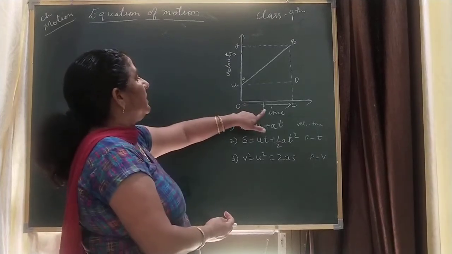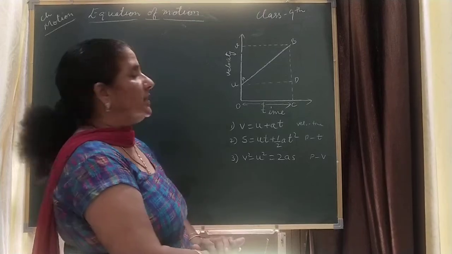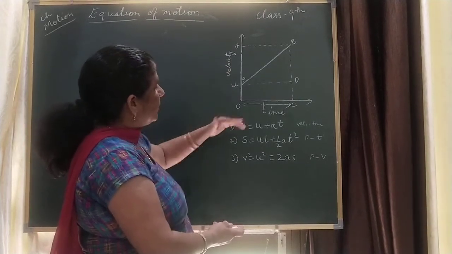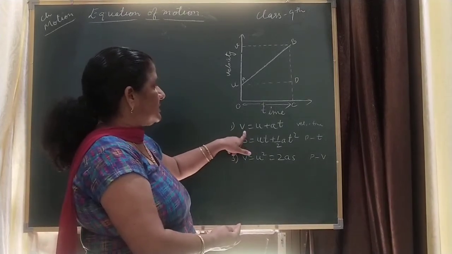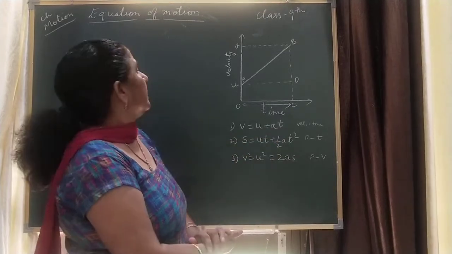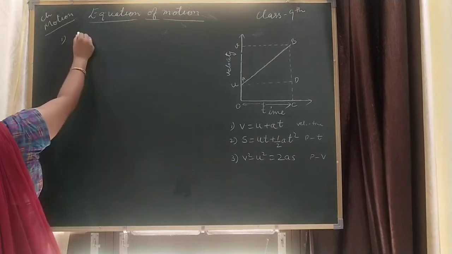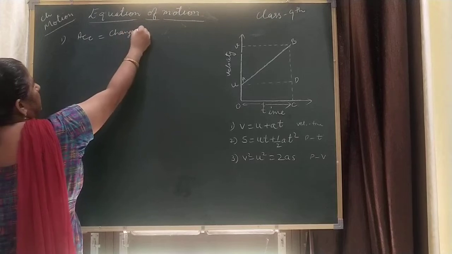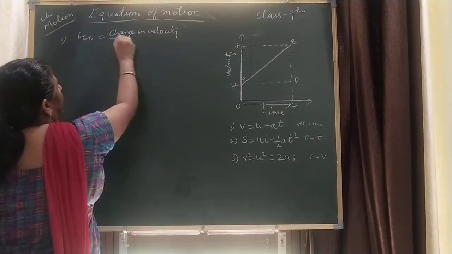This is the velocity time graph and AB is the slope. Now we will derive the first equation. We have final velocity, initial velocity, acceleration and time. Now we know acceleration equals change in velocity upon time taken.